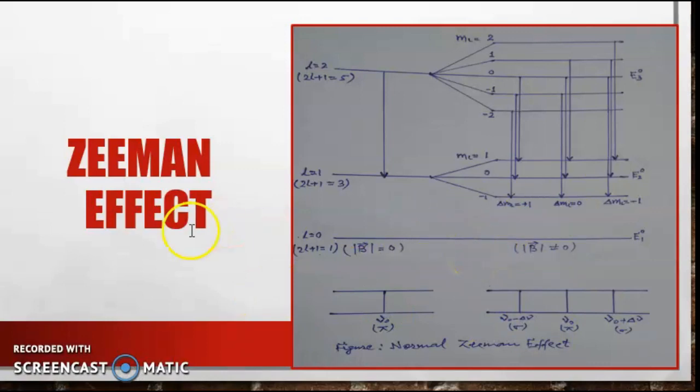So with this we conclude our discussion on the Zeeman effect. In our next lecture we will talk about the anomalous Zeeman effect.